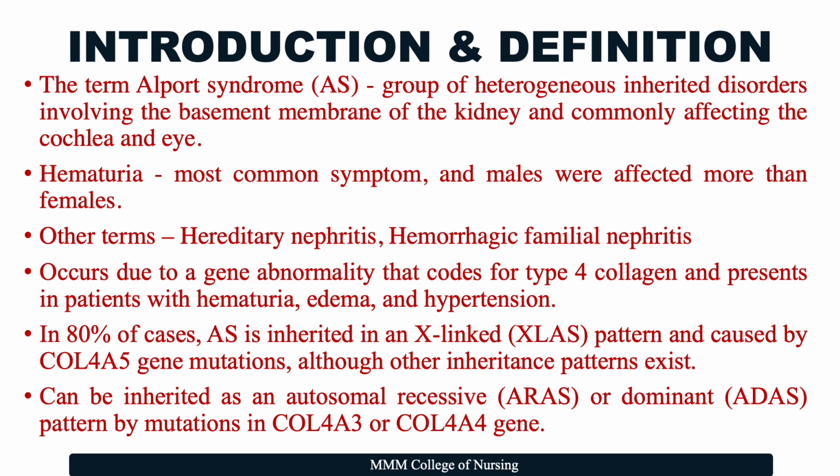This occurs due to a gene abnormality that codes for type 4 collagen and presents in patients with hematuria, edema, and hypertension. In 80% of the cases, AS is inherited in an X-linked pattern and caused by COL4A5 gene mutations, although other inheritance patterns also exist. It can be inherited as an autosomal recessive or dominant pattern by mutations in the COL4A3 or COL4A4 gene.